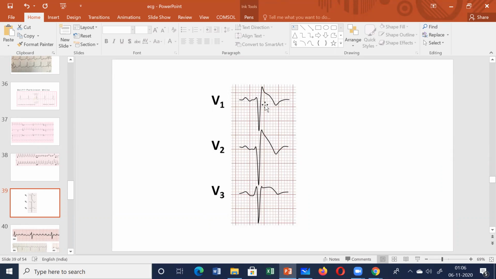Along with this you can also find a complete or an incomplete right bundle branch block. In the previous lecture I told you how to diagnose a right bundle branch block, the rabbit ear appearance in V1. So along with this you can find a right bundle branch block.